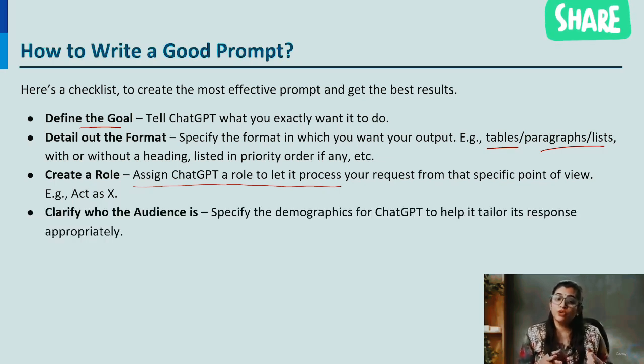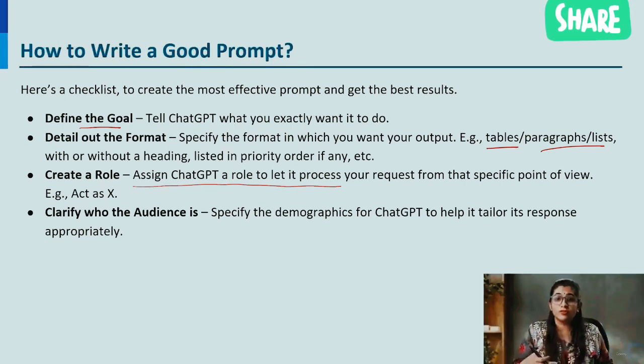Next is clarity: clarify who the audience is. Basically, you are telling ChatGPT, please generate the output based on the demography of the audience I am catering to. It can be beginner level, intermediate, advanced, if you are creating any content. If you are creating code, it can be foundational, functional, expert, based on the audience.